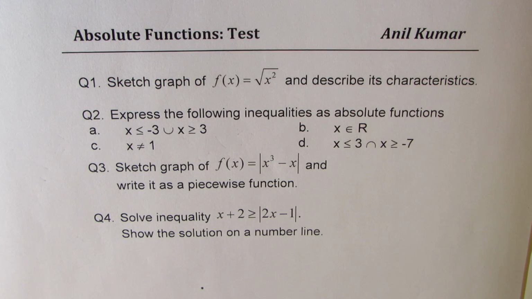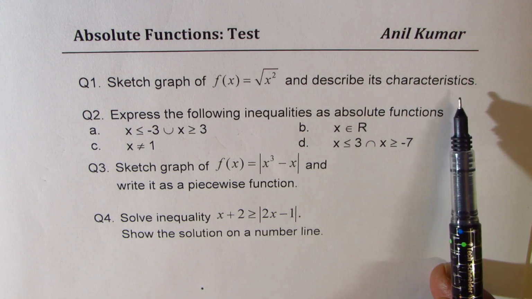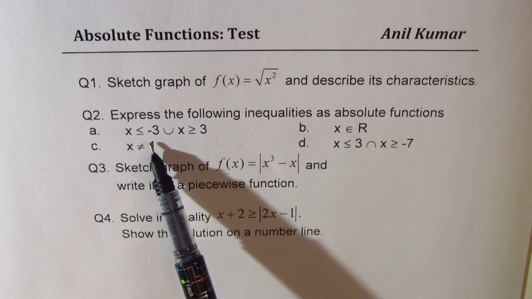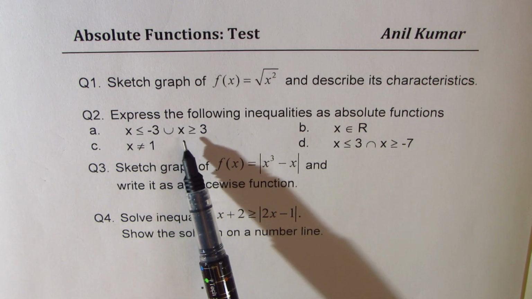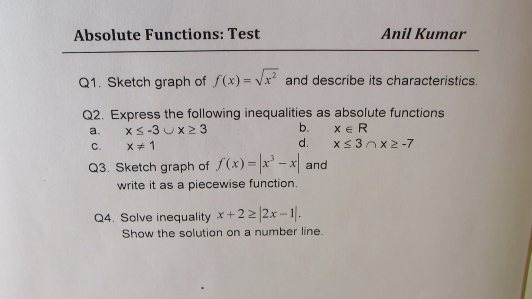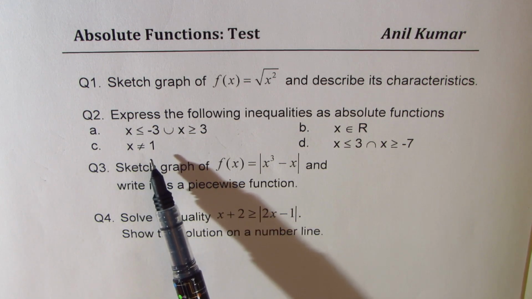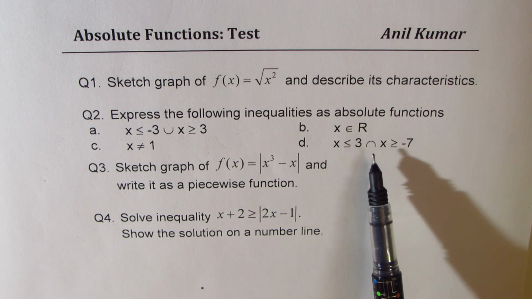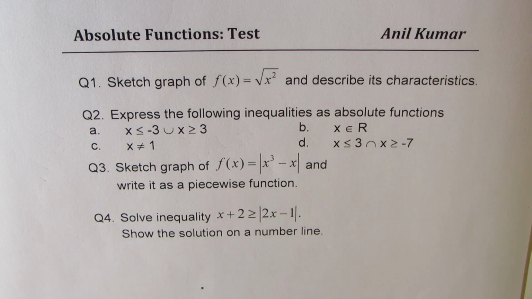Here are 4 interesting questions based on absolute functions. Question number 1. Sketch graph of the function square root of x squared and describe its characteristics. Question number 2. Express the following inequalities as absolute functions. x is less than or equal to minus 3, union x greater than or equal to 3. x belongs to real numbers, x not equal to 1, and x less than or equal to 3, intersection x greater than or equal to minus 7.